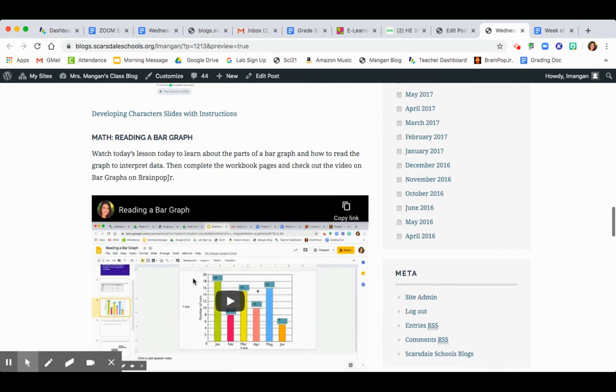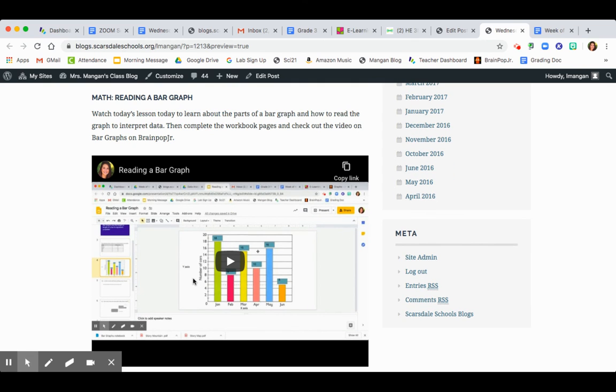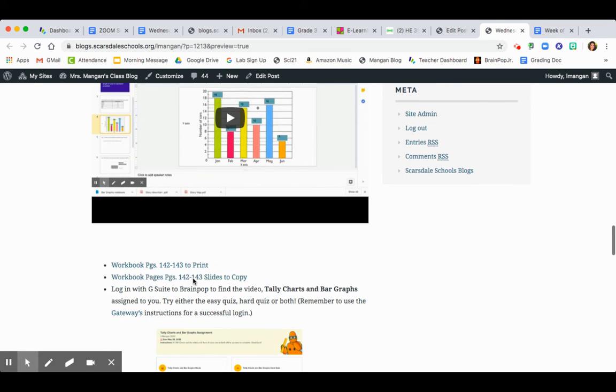For math today, you're going to be talking about reading a bar graph. So we're starting pretty simple with just the elements of a bar graph and how to use a scale and how to answer questions using a bar graph. So for today, you're going to complete pages 142 through 143. This is the PDF to print, and then these are the slides to copy into your own e-learning slideshow.